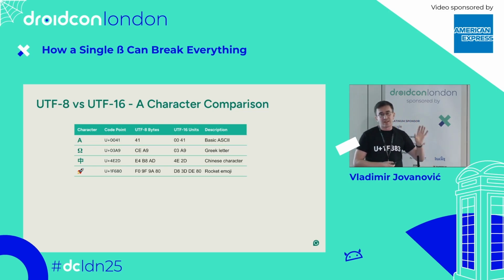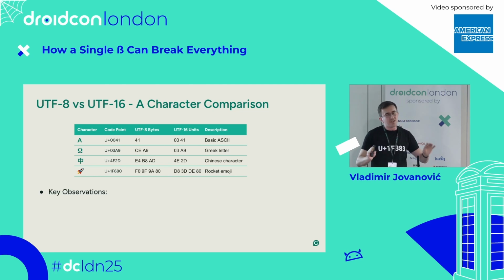But here's where things get interesting. That rocket emoji, it takes 4 bytes in both encodings. That's because emojis live in what's called the astral planes, the areas beyond the basic multilingual plane, and both UTF-8 and UTF-16 need special handling for these characters.